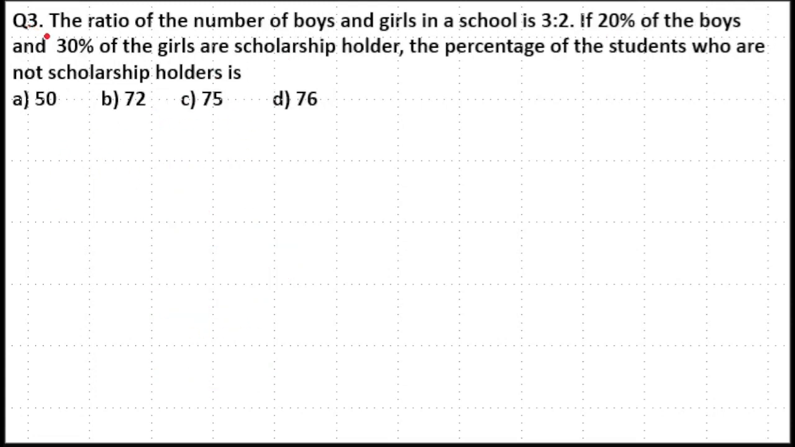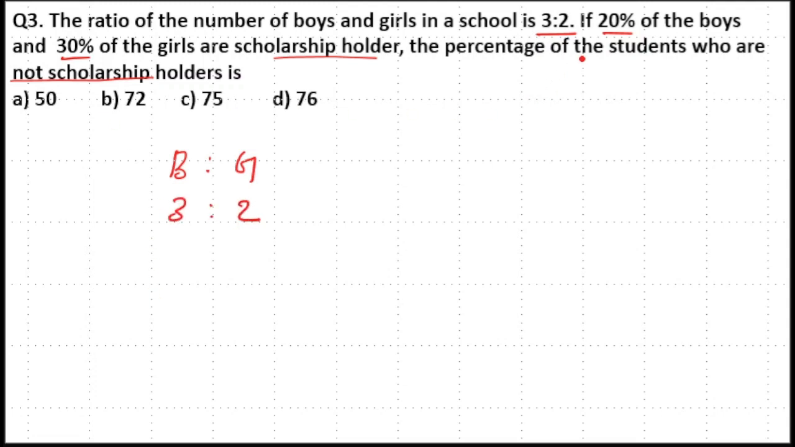Next is question number 3. The ratio of number of boys and girls in a school is 3:2. If 20% of boys and 30% of girls are scholarship holders, the percentage of students who are not scholarship holders is, so there are boys and girls in the ratio 3:2.